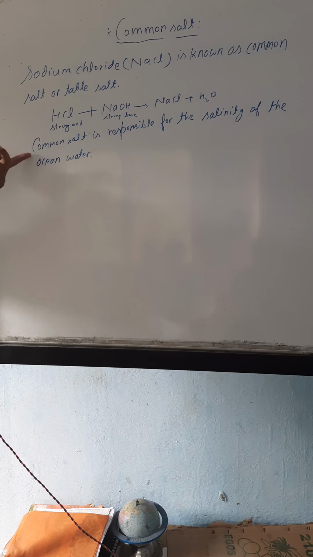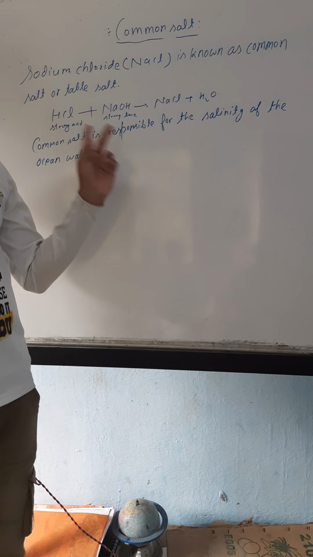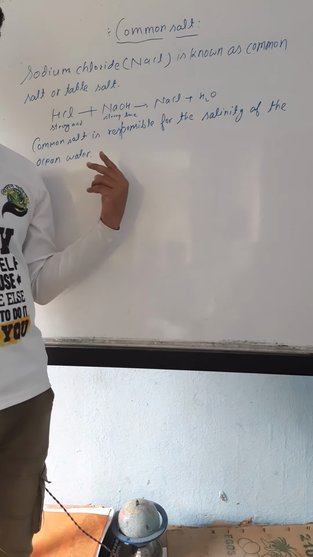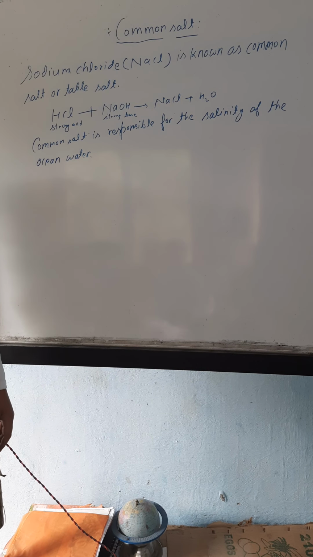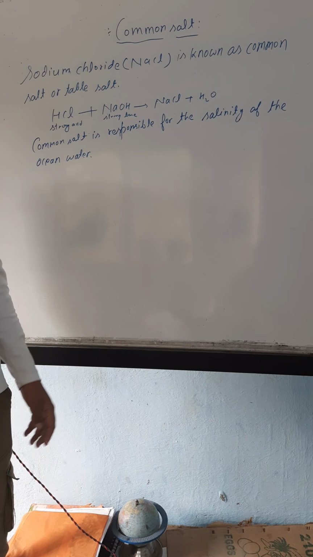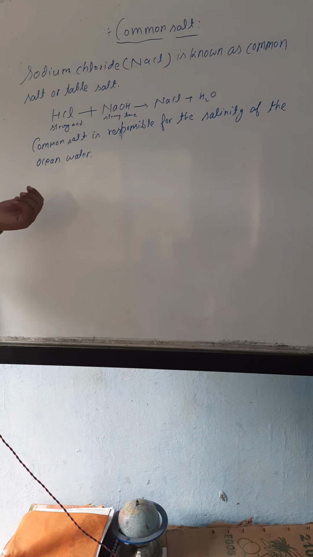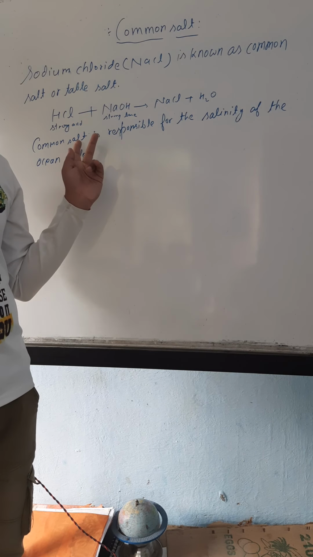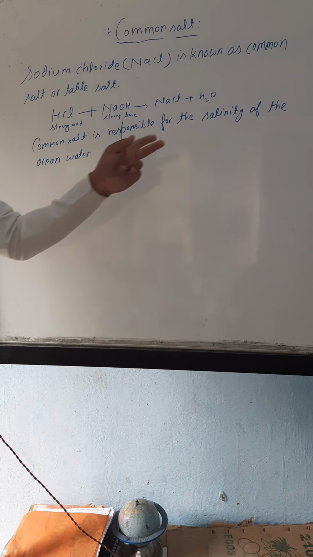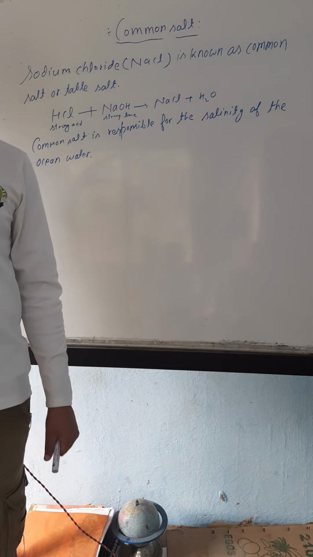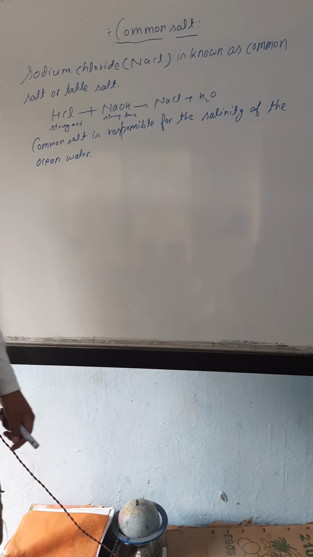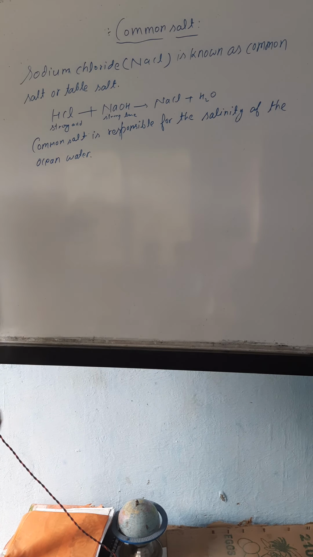If you see, the common salt is primarily responsible for the salinity of the ocean water. The water in the sea or in the oceans is salty. You taste it, you just feel salty there. Yes or not? So who is responsible for that? That is the NaCl. So the common salt is responsible for the salinity of the ocean waters. It is also present in some organisms, in some extracellular fluids. So common salt is responsible for that also. Okay, so write about the common salt.